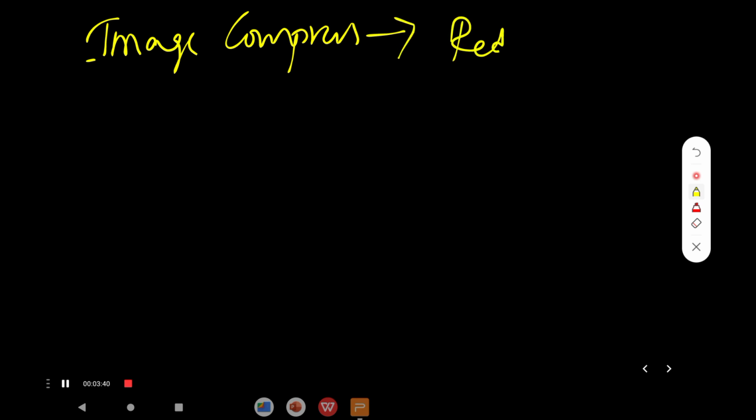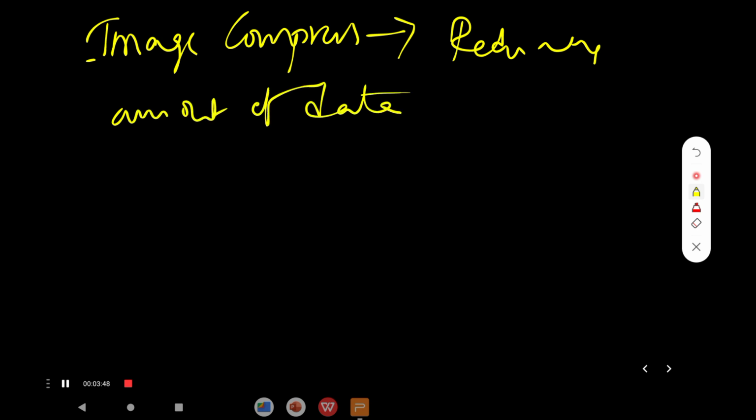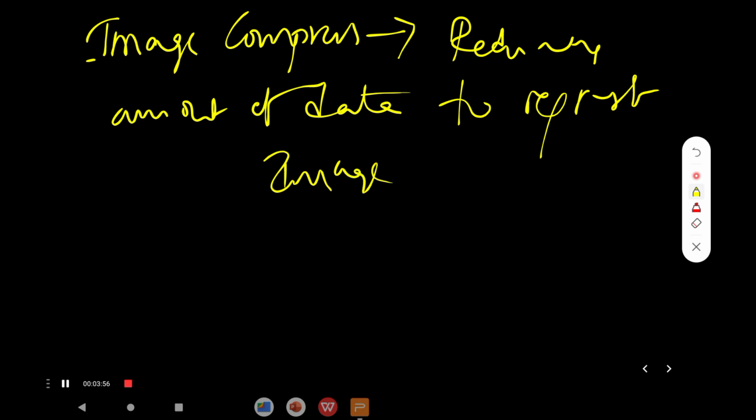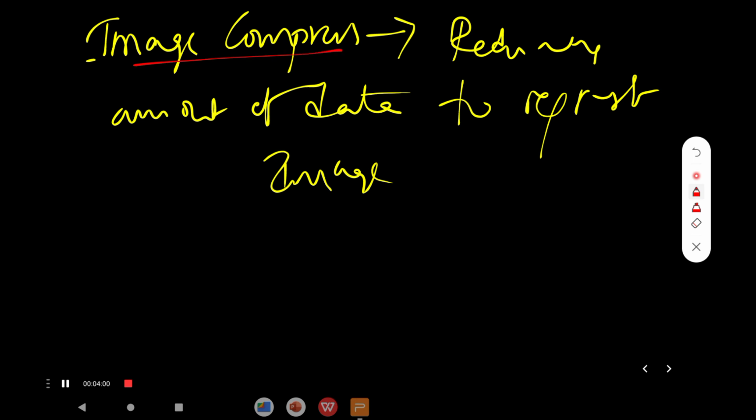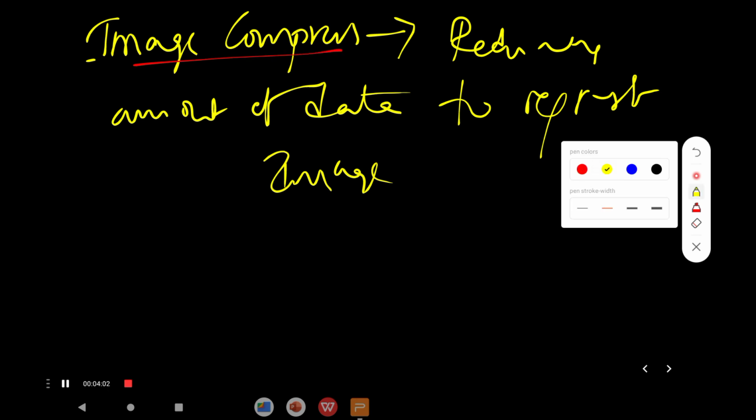So image compression means reducing the amount of data to represent an image. That is nothing but image compression. I think it is very clear up to now. This is image compression, and that is the basic intention behind it.